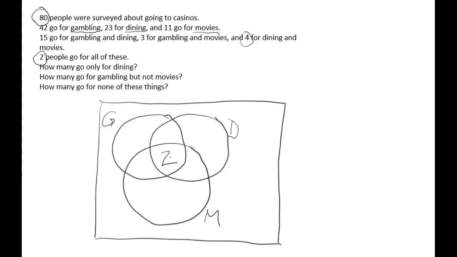I have 4 people who go for dining and movies. Well, if they're going for dining and movies both, then they need to be inside the dining circle and inside the movie circle. So that's this sort of football-shaped area, the intersection of the diners and the moviegoers. In that football-shaped area there, I need to have 4 people. I already have 2 people, so I don't need 4 more. I need 4 total, so I just need 2 more.